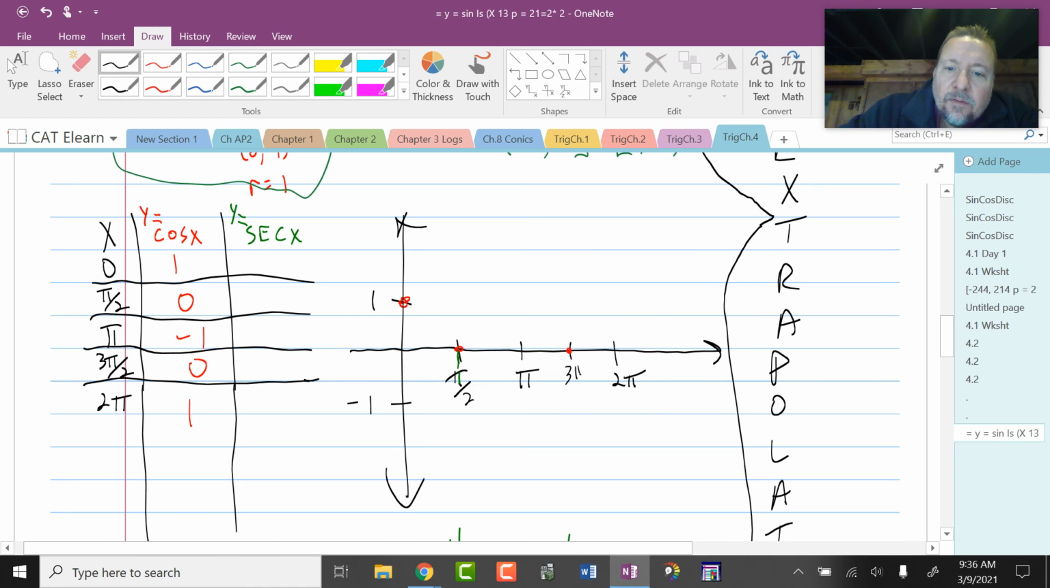So for graphing cosine, the parent function goes 0 to 2 pi. Half of 2 pi is pi. Half of pi is pi over 2. 1 pi over 2, 2 pi over 2, 3 pi over 2, 4 pi over 2.